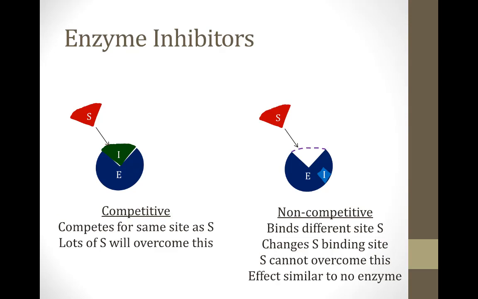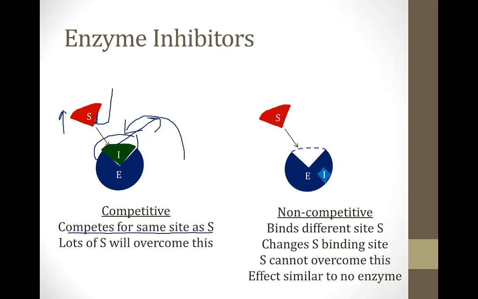Competitive inhibitors are like this green wedge I've drawn right here on the screen. They have a similar shape to the substrate S, and they occupy the substrate's binding site on the enzyme, and they essentially block the substrate. So they compete for the same site as S. What this means, and we'll talk more about this later, is that if you put a lot of S into this system, if there's a ton of S floating around, it can bump this enzyme inhibitor out of the way and overcome the effects of a competitive inhibitor. We'll talk more about that later.